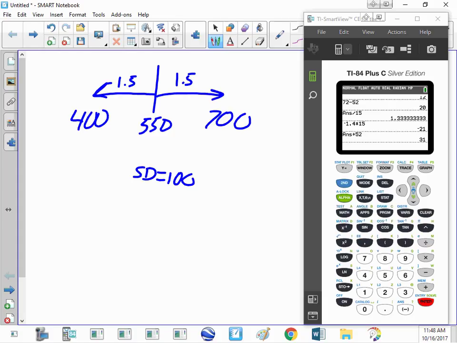Now, we can use A104 here. You could do shade norm. So shade norm, your lower would be negative 1.5, your upper would be 1.5. But page 104 will actually tell you in this case. So 104, we go to 1.5, and we get 86.6.